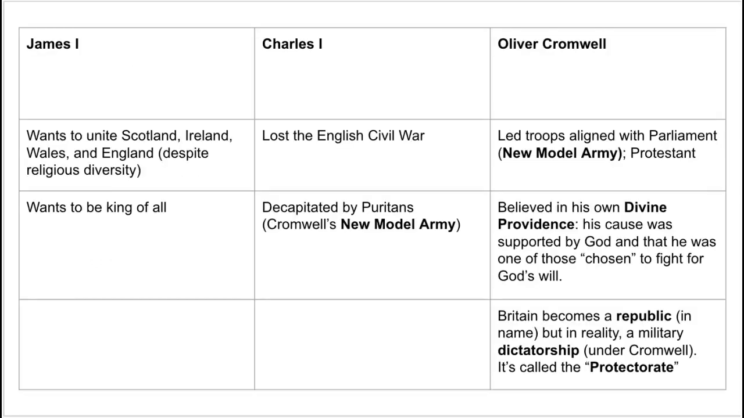So James I, he wanted to unite Scotland, Ireland, Wales, and England despite religious diversity. But then Charles I, this is Star Chamber guy, lost the English Civil War, and he ends up being decapitated by Puritans under Oliver Cromwell's New Model Army.